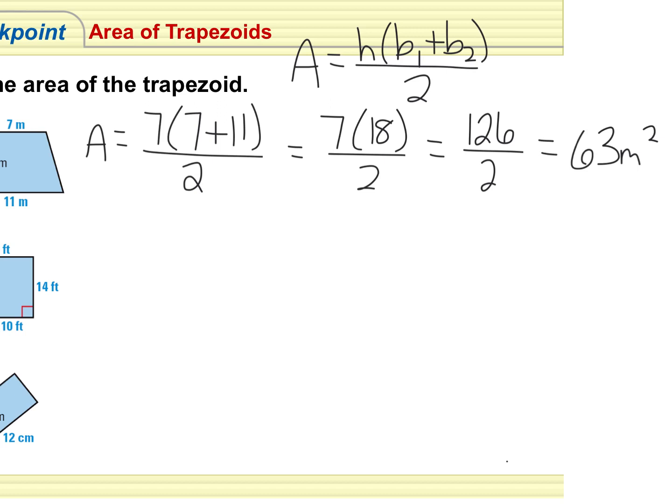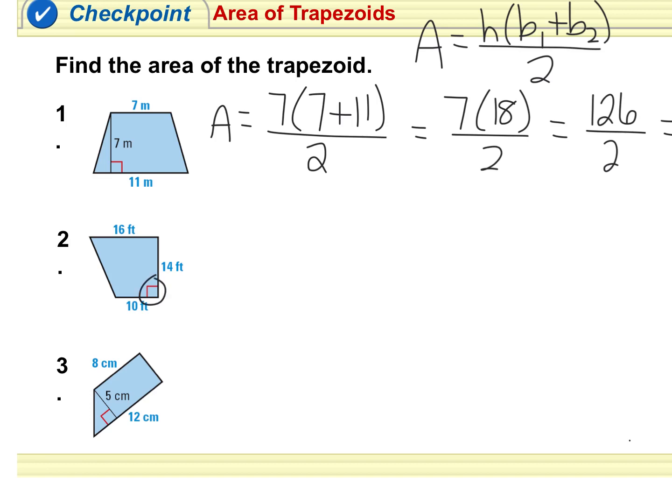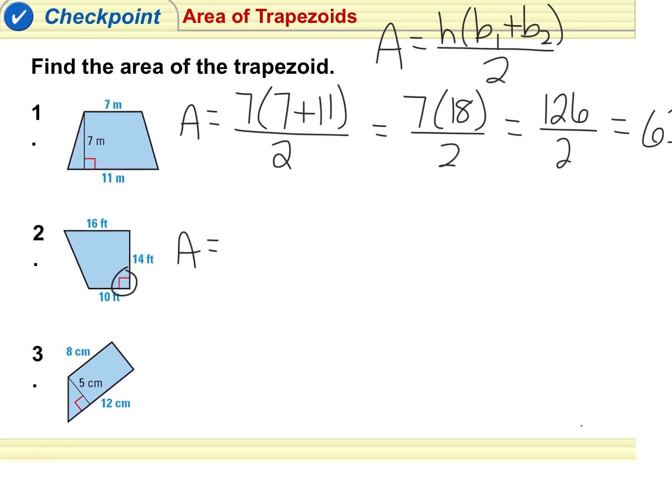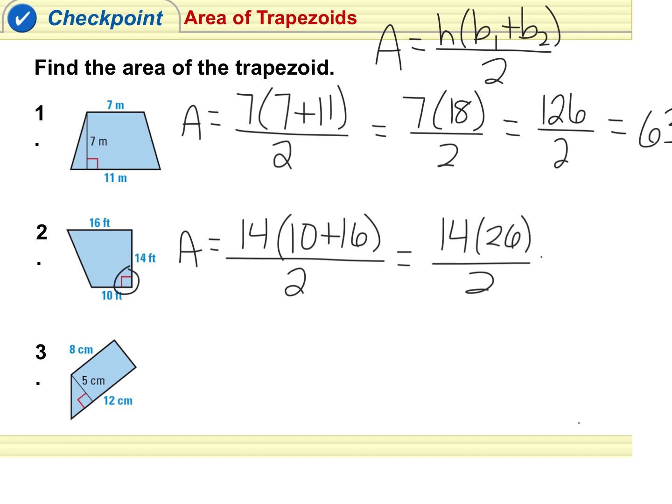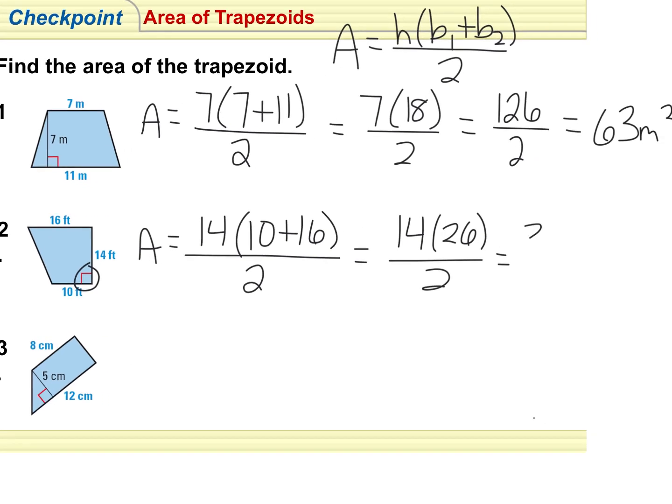Okay, let's do one more of these. What about number 2? It looks a little different. Okay, but how do you know which one the height is? Right angle. Okay, so I have area equals, good, 14. Bases, 16 and 10, divided by 2. What do I do first? 26. Yep. 14. Good. Equals 364, divided by 2, 182.